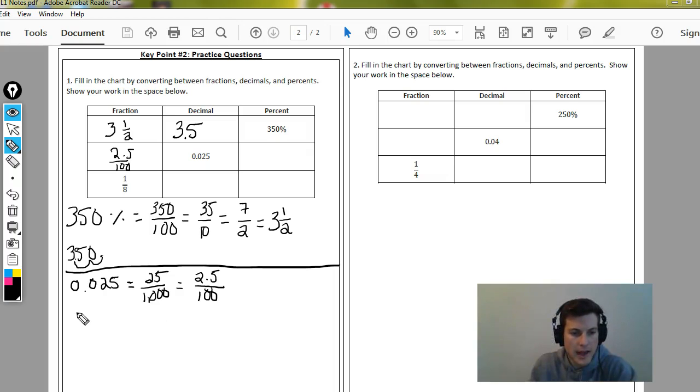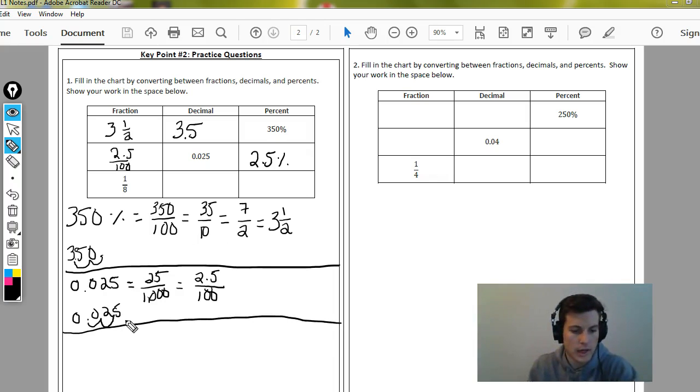Okay, I already have my decimal, so to get to a percent, I'm going to move my decimal 2 place values to the right, and I'm done. So that becomes 2, it's kind of a sloppy 2, okay, 2 and 5/10 percent. How about this last one? We need to convert from our fraction to a decimal and to a percent. So we have 1/8.